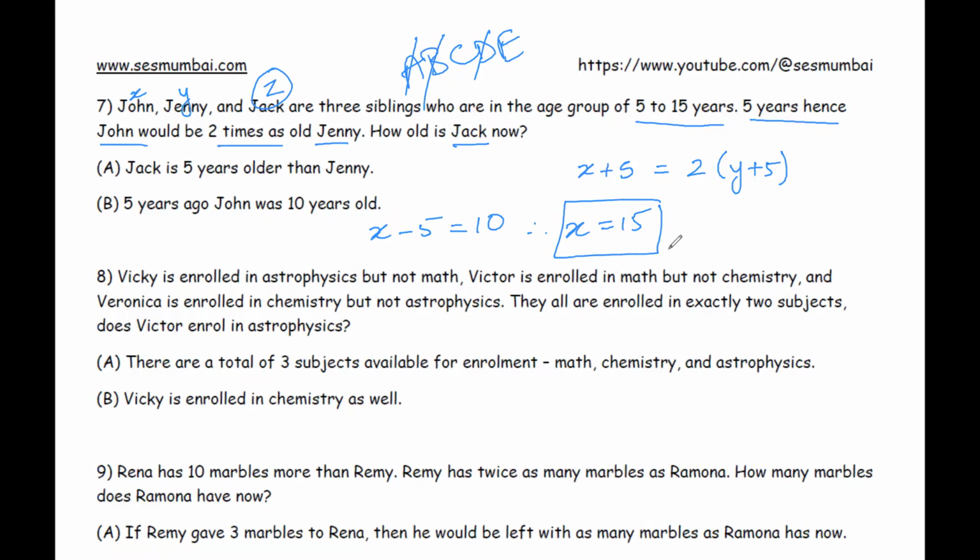But when we take both these statements together, then we can plug in the value of X out here. So we get X plus 5, which is 15 plus 5, 20, is equal to 2 times Y plus 5. This 2 cancels with 20, gives us 10. So we got 10 is equal to Y plus 5. So we get Y is equal to 5. Y is who? Y is Jenny.